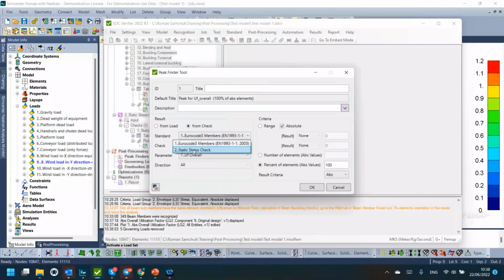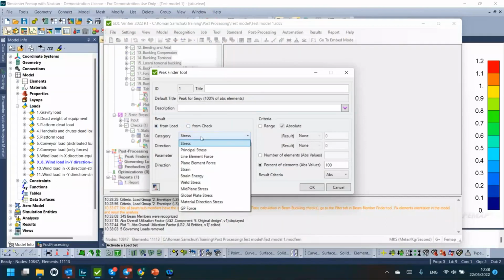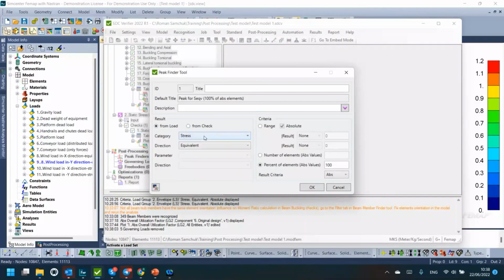table based on the static stress check criteria, but you can directly see that we can also focus on the beam member check and the static stress check. So it is up to the user whether you want to focus on the verification criteria according to standard or on the load criteria. Basically you can focus on the stress, principal stress, your internal forces, weld stress, and whatever you're interested in. This is up to the user. For now, we're going to focus on the static stress check, and then we will go deeper.